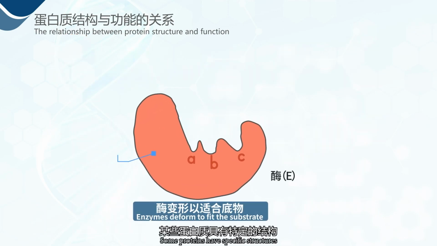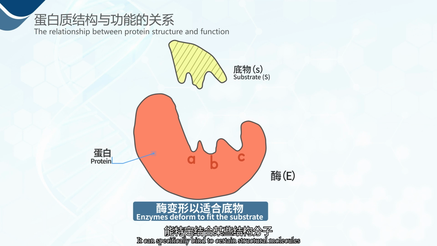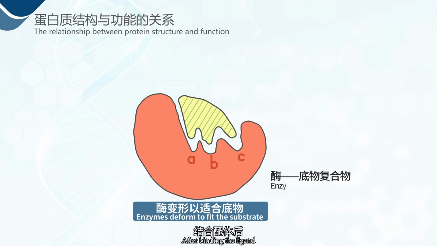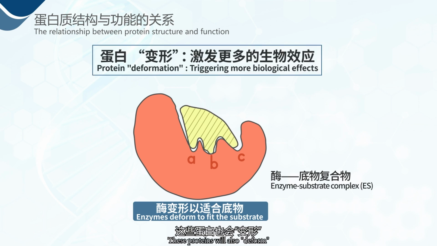Secondly, some proteins have specific structures. It can specifically bind to certain structural molecules. These molecules are also called ligands. After binding the ligand, these proteins will also deform. This then triggers more biological effects.